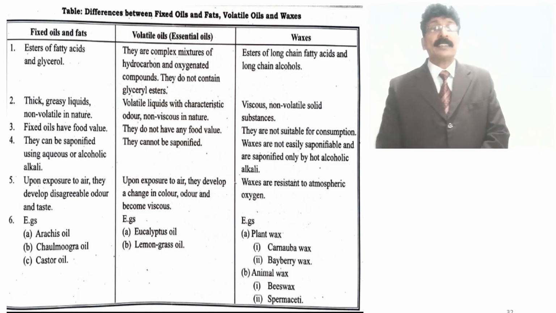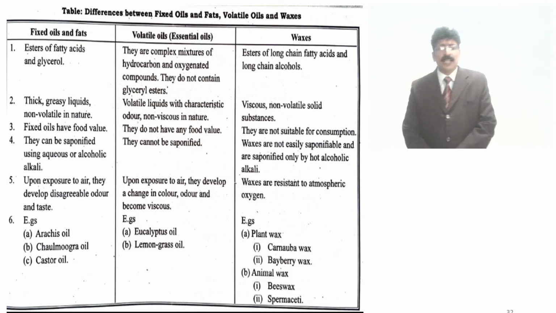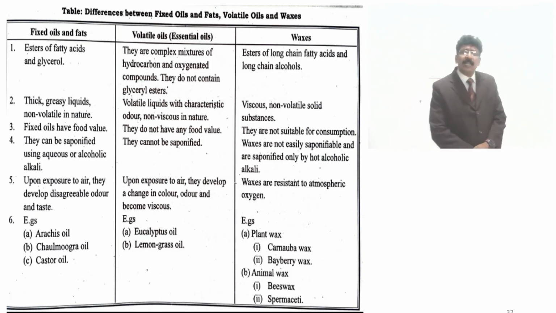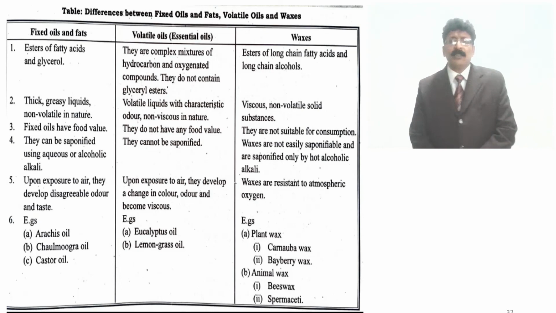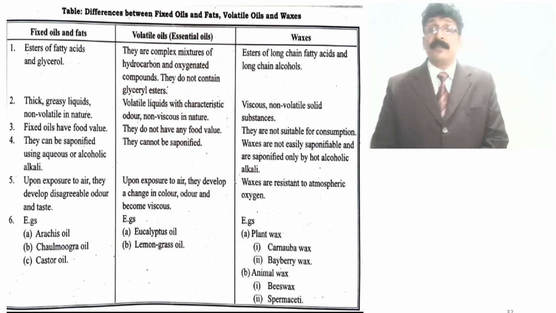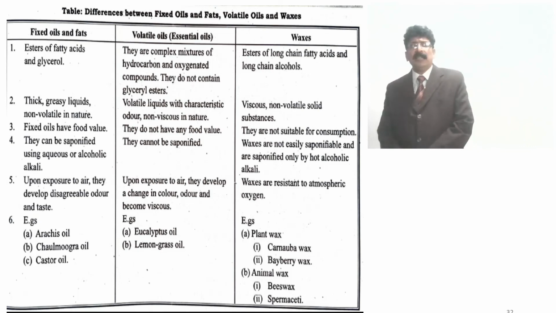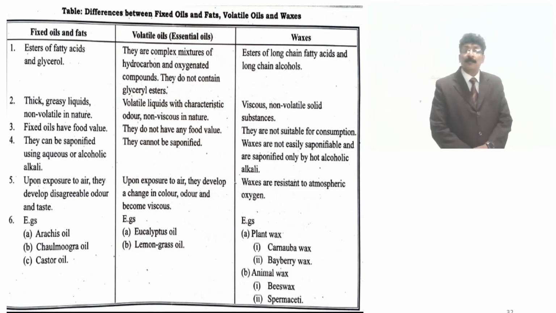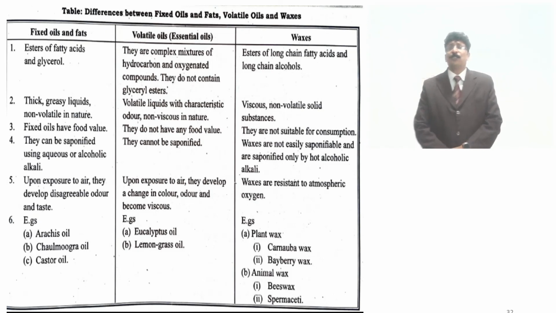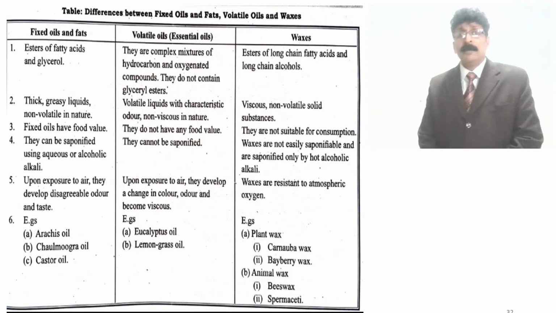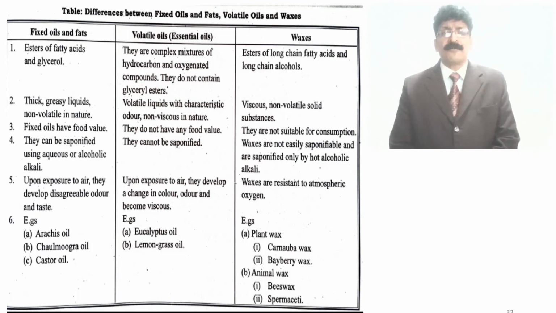Examples for fixed oils: arachis oil, chaulmoogra oil, castor oil and many. Volatile oils: eucalyptus oil, lemongrass oil. Waxes: in plants, carnauba wax and bayberry wax, and in animals, beeswax and spermaceti. This is an interesting tabular column showing all three differences, which helps students conclude their preparation for their examination.